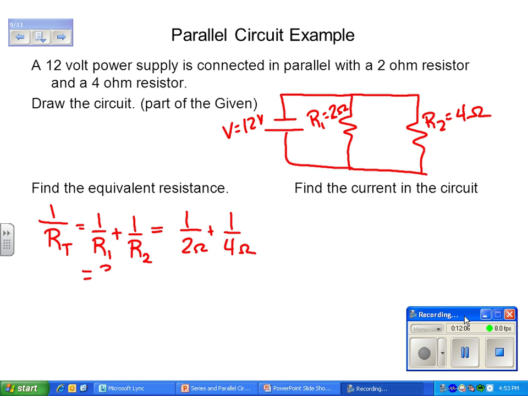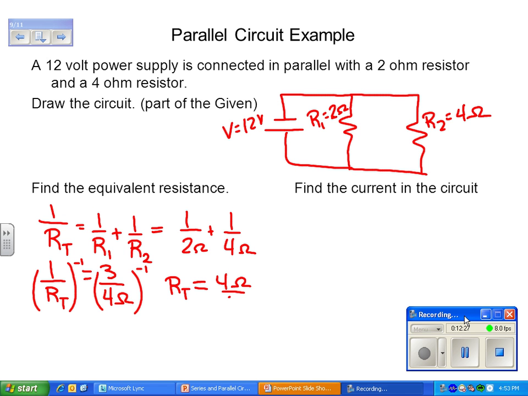That's equal to 3 over 4 ohms. And remember, this is the answer to what is 1 over RT. So to find what RT is, you have to flip both of them. So RT is equal to 4 ohms divided by 3, which is about 1.3 ohms. And so now we can find the current. We know the voltage is 12 volts.